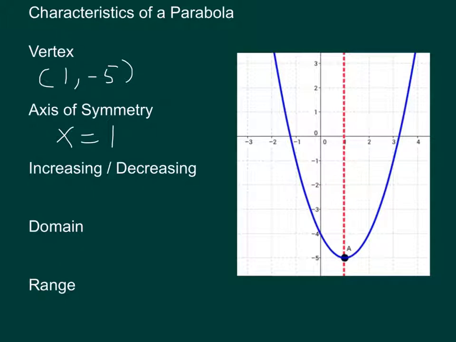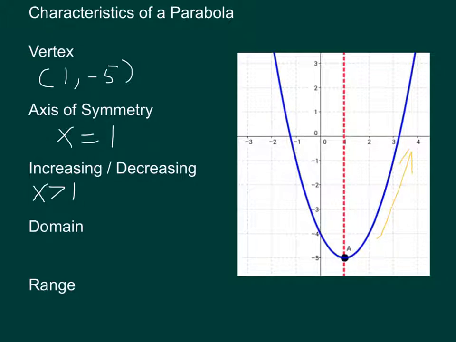There are certain parts of the parabola on which it is increasing. Now since we always read on a graph from left to right, we look at the section to the right of the axis of symmetry as being where the graph is increasing, or where the function is increasing. We're going up as we go from left to right, and so the function is increasing when x is greater than 1.